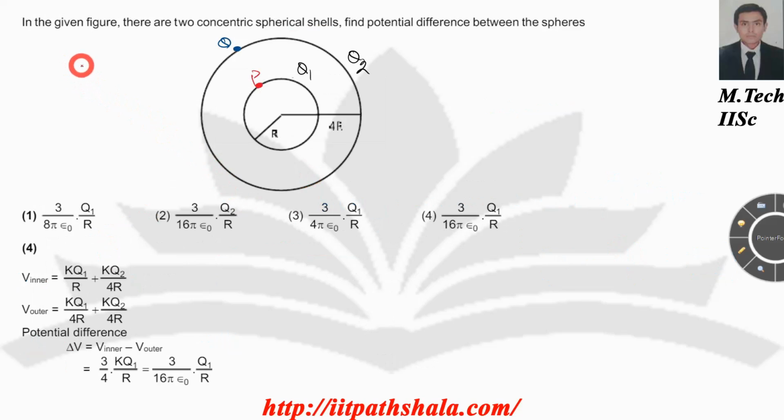Now in the following figure, there are two concentric spherical shells. You have to find the potential difference in between these spherical shells. So what I can do is, let me mark a point P at my first shell and a point Q at my second shell over here.